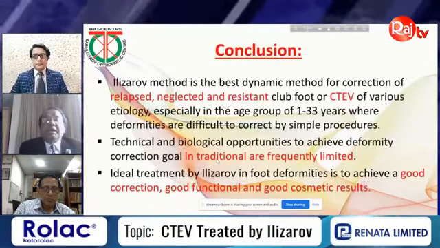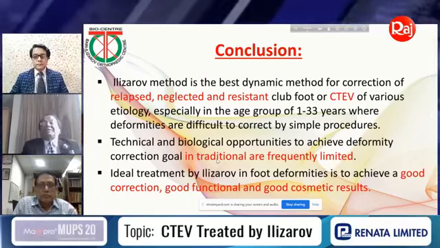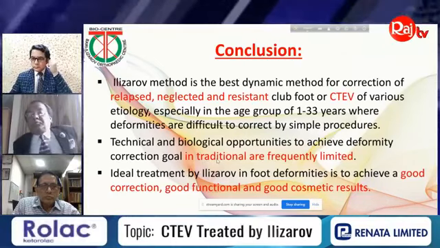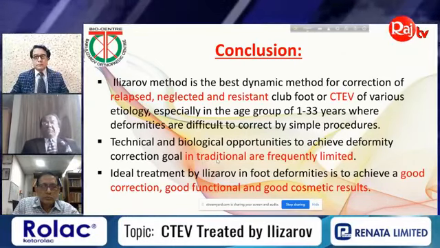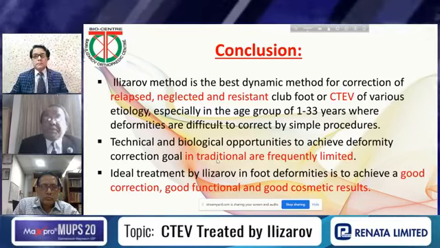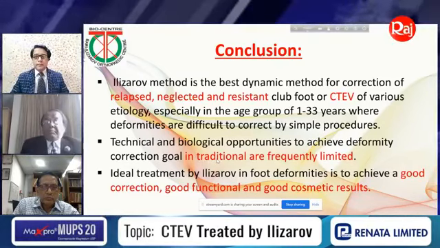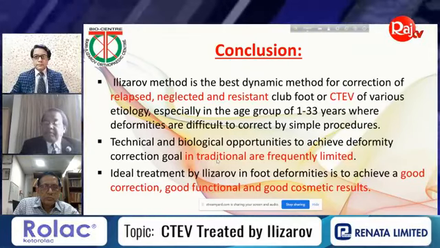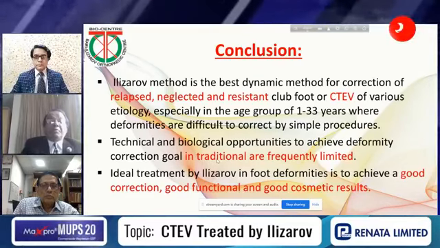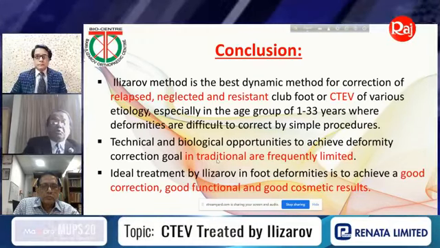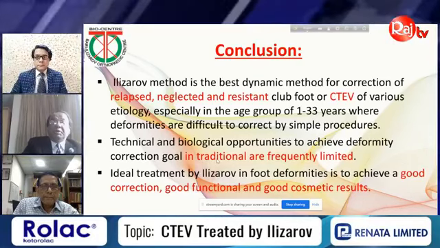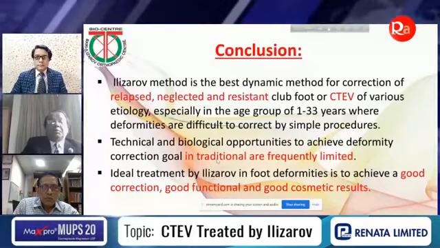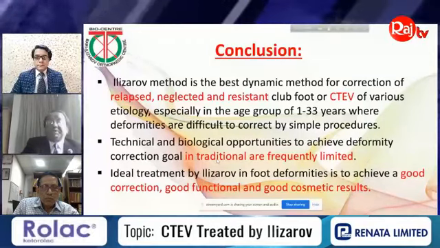And in my conclusion, I would like to say Ilizarov method is the best dynamic method for correction of the relapsed, neglected, resistant club foot, CTEV, of various etiologies, especially in the age group 1 to 33 years, where deformity is difficult to correct by simple procedures. Technical and biological opportunities to achieve deformity correction goal in traditional are, you can achieve a good correction, good functional, and good cosmetic results.